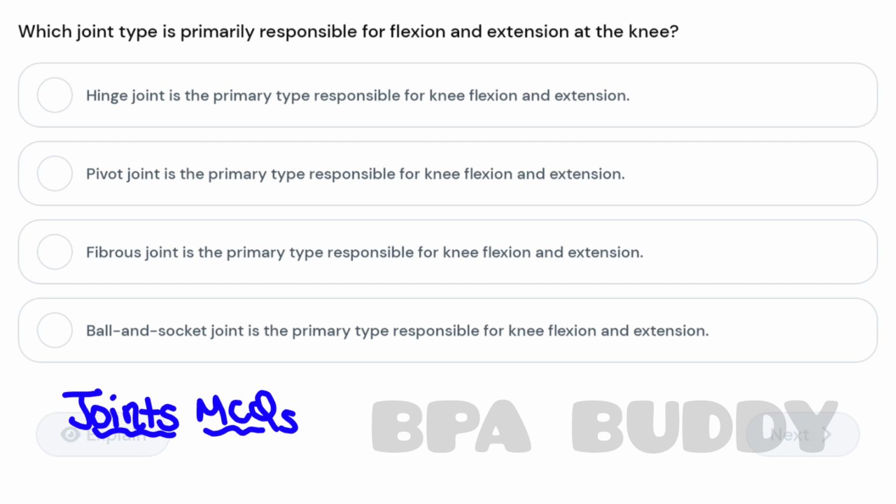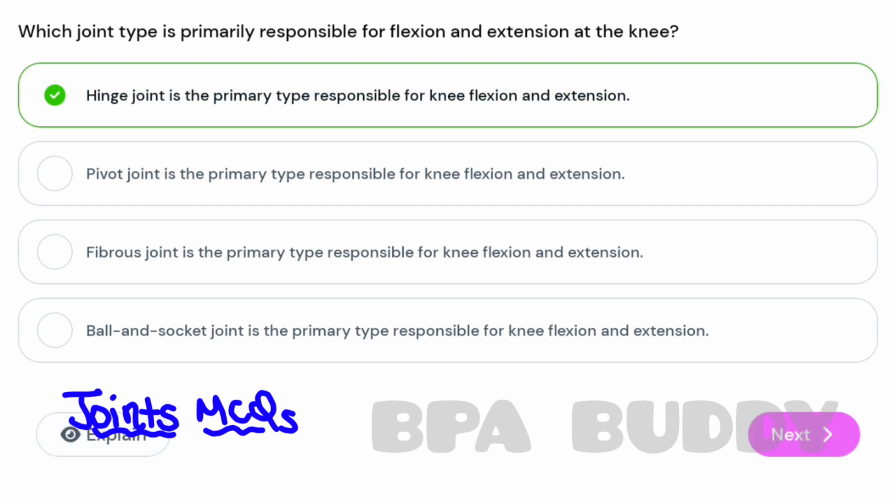Let's do the next. Which joint type is primarily responsible for flexion and extension of knee? तो हम knee का structure देखते हैं तो वो flexion and extension कर सकता है, and सिर्फ flexion and extension एक ही kind of joint कर सकता है जो कि होता है hinge joint.